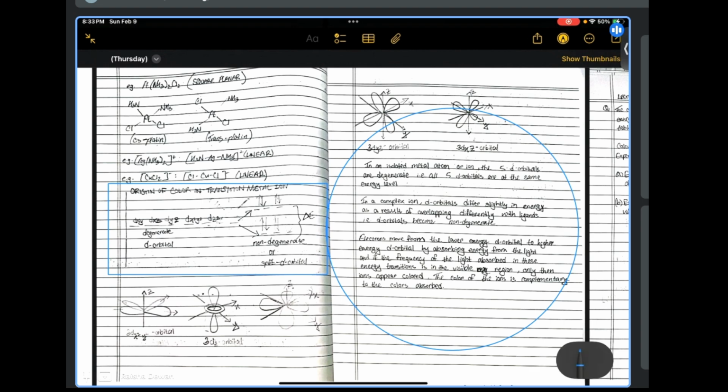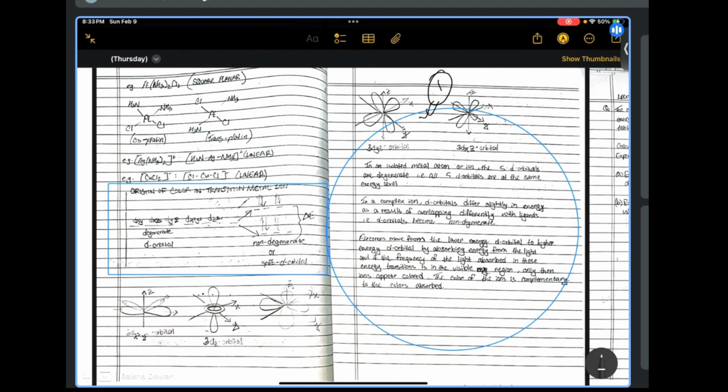Okay, so basically what they're trying to say is, in an isolated metal atom or ion, what we have seen previously was the later part of this note. This is the first part, and the one we have seen previously is the second part. I showed you the second part before because understanding the second part makes understanding the first part easier. This is like reading the books of class 10 before reading the book of class 9.